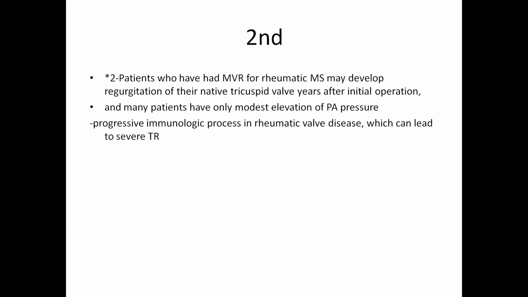The second scenario, or the second theory: patients who have had mitral valve replacement for rheumatic mitral stenosis also have a chance to develop regurgitation of the native tricuspid valve years after the operation. So after we replace the mitral valve, years later the tricuspid will develop secondary tricuspid regurgitation, and many patients have only mild to moderate elevation in pulmonary artery pressure. They claim it is the progression of the immunological process in rheumatic valve disease that will lead to severe tricuspid regurgitation.